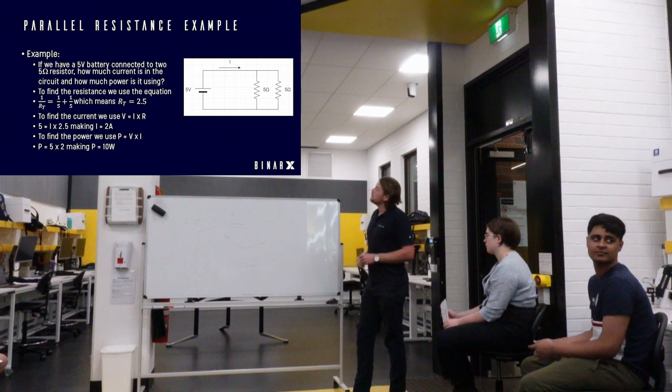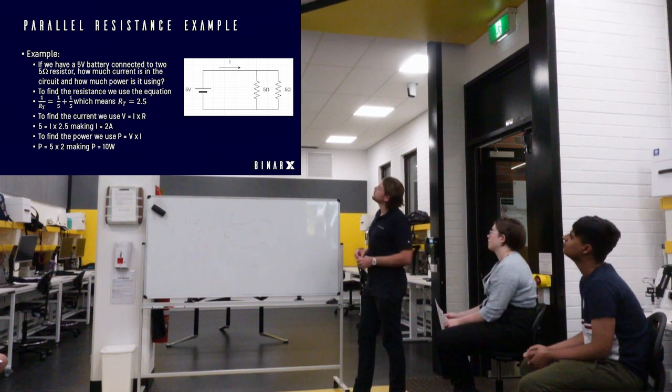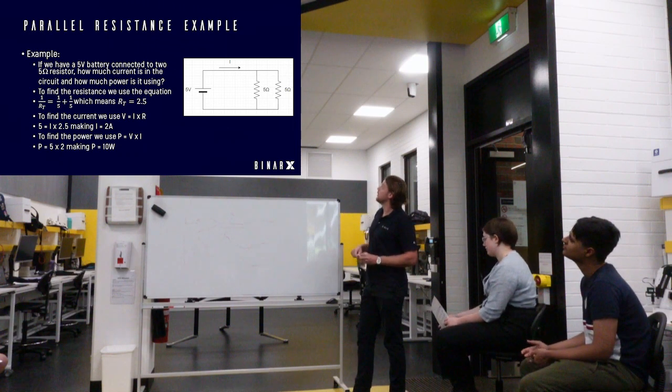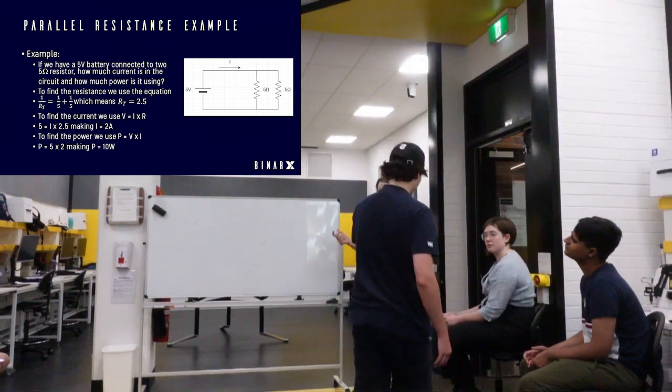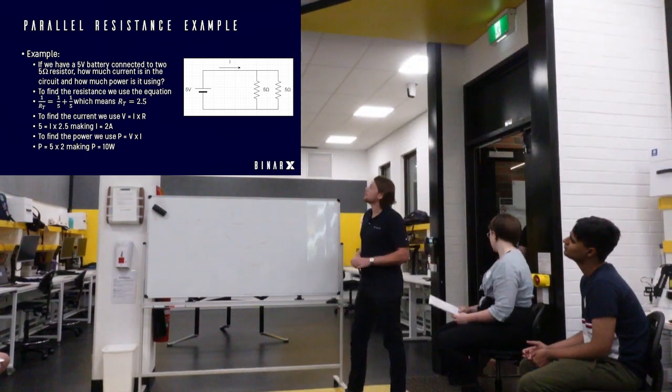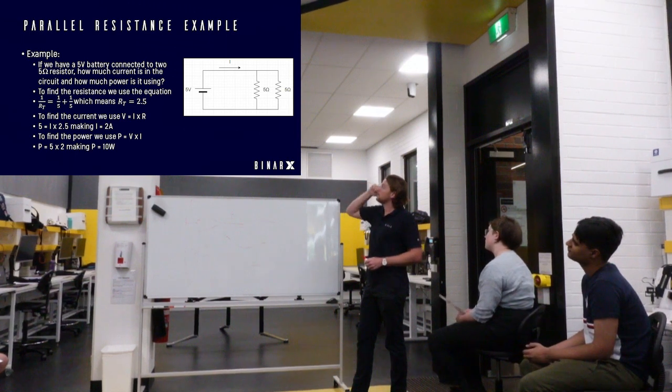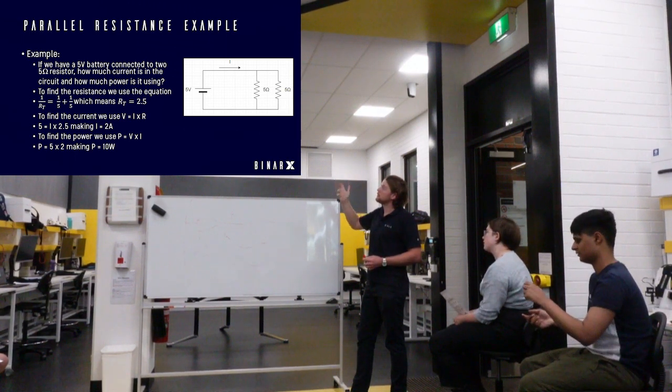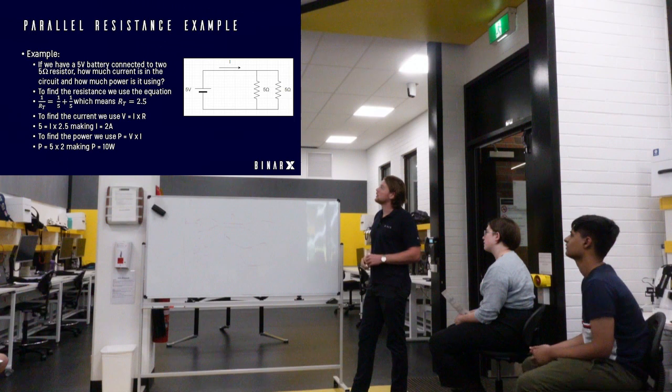So same example, and I did get the maths right this time, awesome. So we use our equation. Like I said before, we have two resistors which are the same, 5 ohms. So add the two together, and we do a bit of algebra there. We end up with our resistance total being 2.5 ohms.